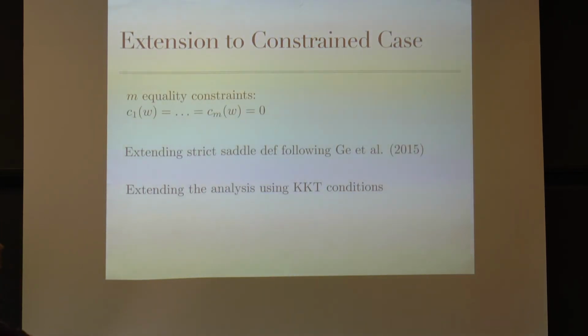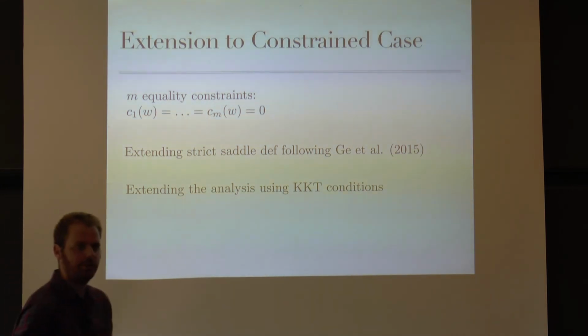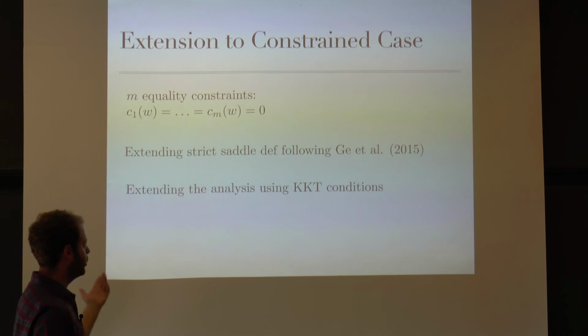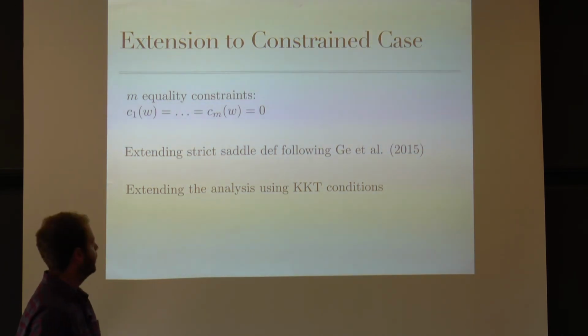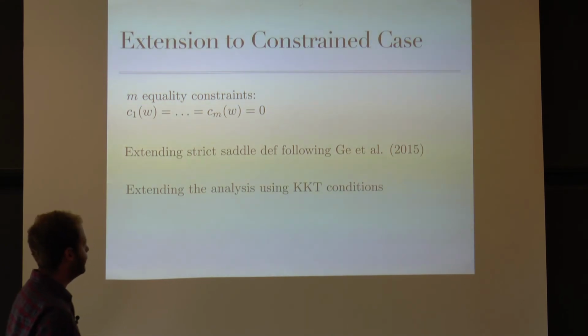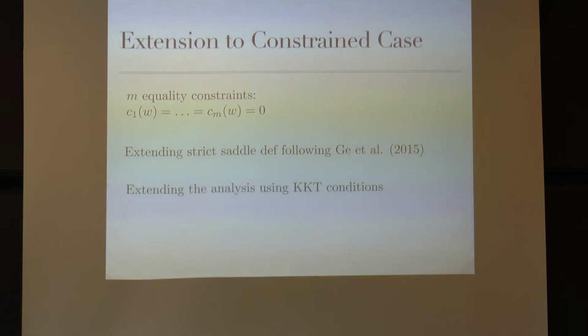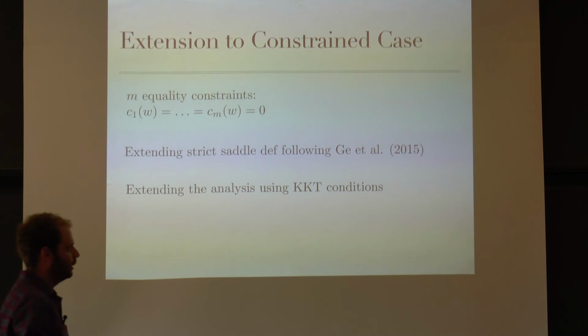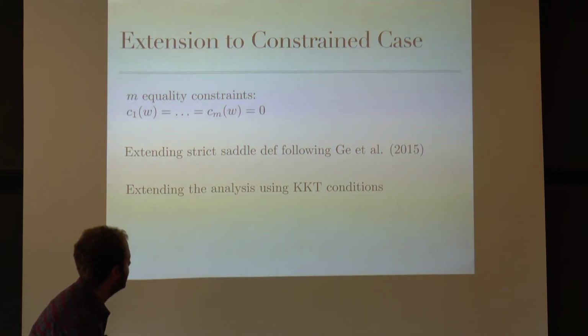So there is one technicality, which is that we should extend the result to the constrained case. So far we discussed the unconstrained case. So we deal with M equality constraints, and then there is an extension of the strict saddle definition to these settings, and we extend our analysis using KKT conditions.